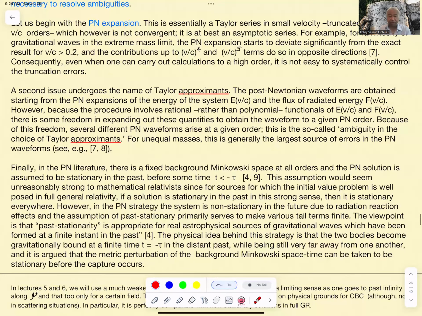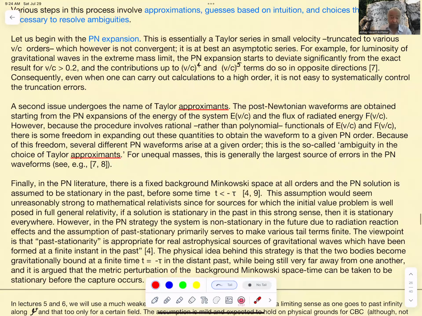I don't know that for sure. People have good intuition and people work with that intuition, but this is not something that is established clearly. So the second issue goes under the name of Taylor approximants.